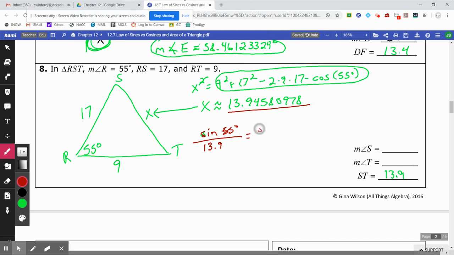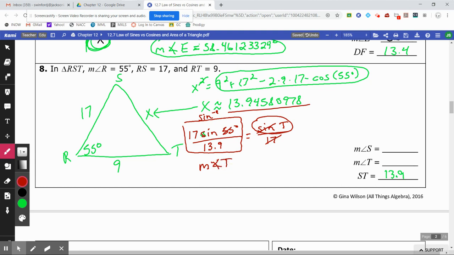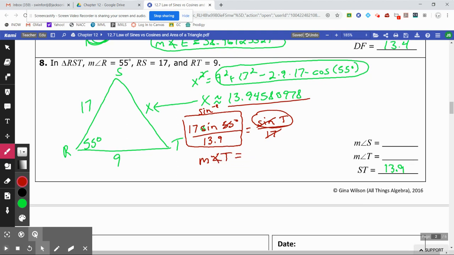Let's find t, I guess. The sine of t over 17. So again, I move the 17 to this side. I type this thing in. That tells me what the sine of t is equal to. To find out what t is, once I get that typed in, make sure that I do the inverse sine to move that sine over. And I find out that the measure of angle t is equal to about 87 degrees.